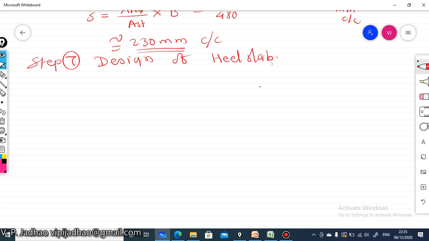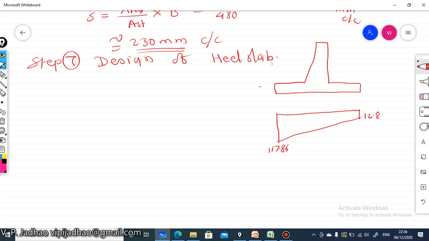Now we know this pressure distribution. This is your retaining wall, something like this, and the pressure distribution we have just calculated. This value is 117.86, here the value is 12.8, and we have calculated these intermediate values: here it was 86.35 and here it was 69.53. This is the pressure distribution diagram for our cantilever retaining wall.